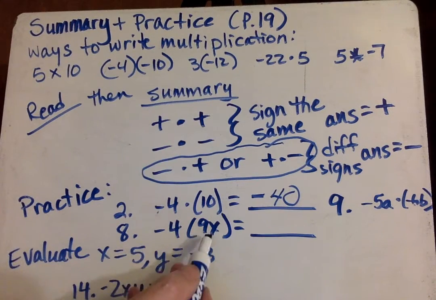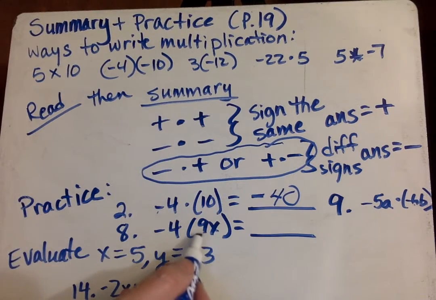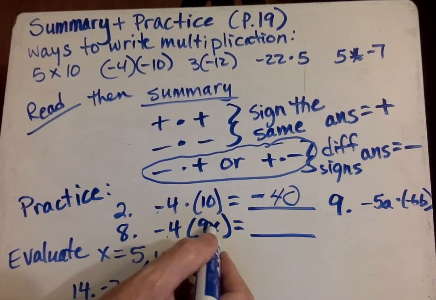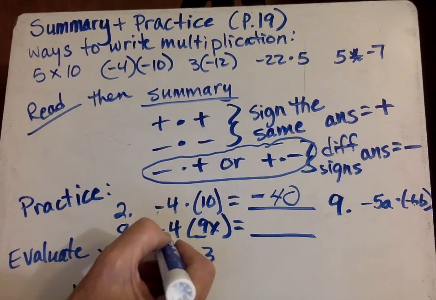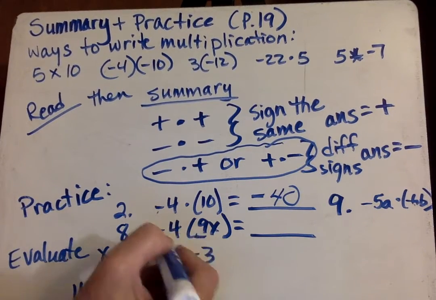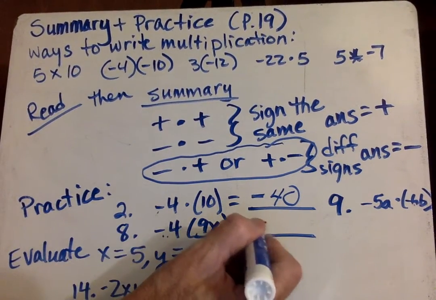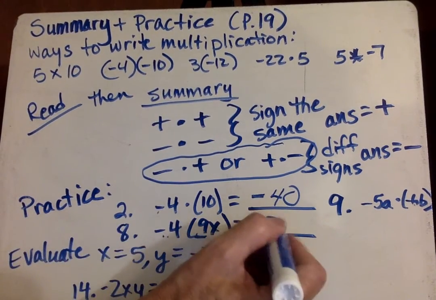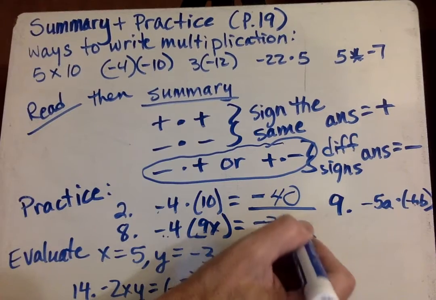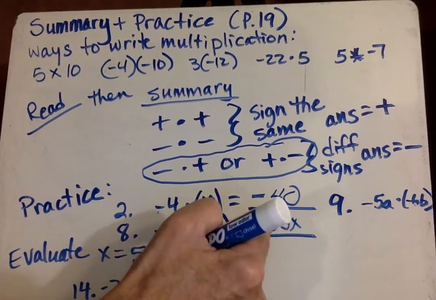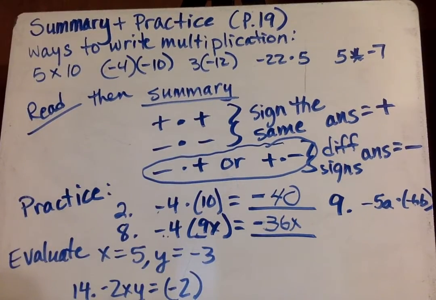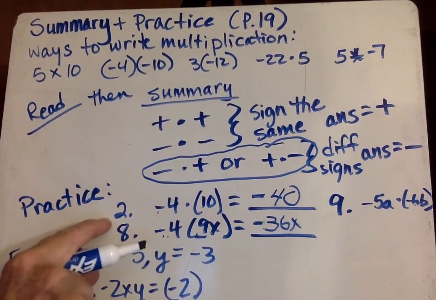Okay. Now they put a variable in there and you're like, what? Well, negative 4 times 9x, all we do is multiply the number in front and then just carry the x over. So negative 4 times positive 9, again, they're opposites. They're not the same sign. So 4 times 9 is 36. And then you just carry the x over. Okay, so that answer is negative 36x.